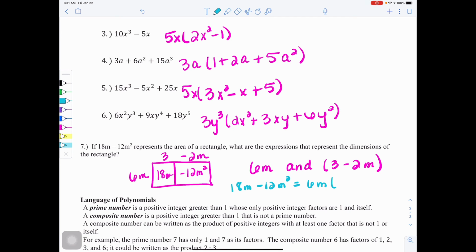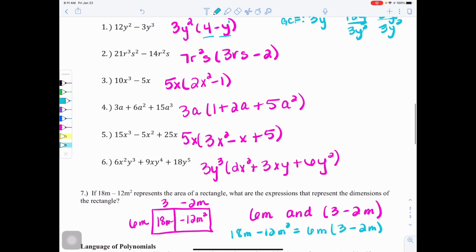18 divided by 6 is 3. M divided by m would cancel out. Negative 12 divided by 6 would be negative 2. M squared divided by m would just be m. So you're getting that answer whether you show your work like I did using the actual boxes, or if you just use factoring using the GCF like we've learned during the lesson. If you need to pause this video to check any answers and copy things down, please do so. Once you are done, you have completed your lesson on multiplying and factoring polynomial expressions, day 1.